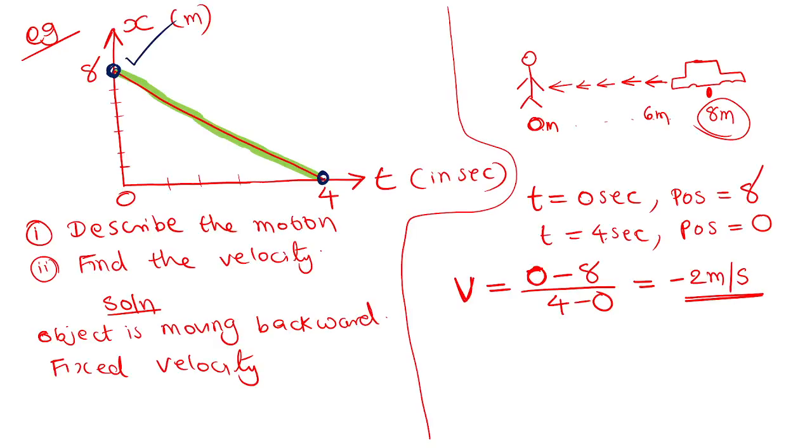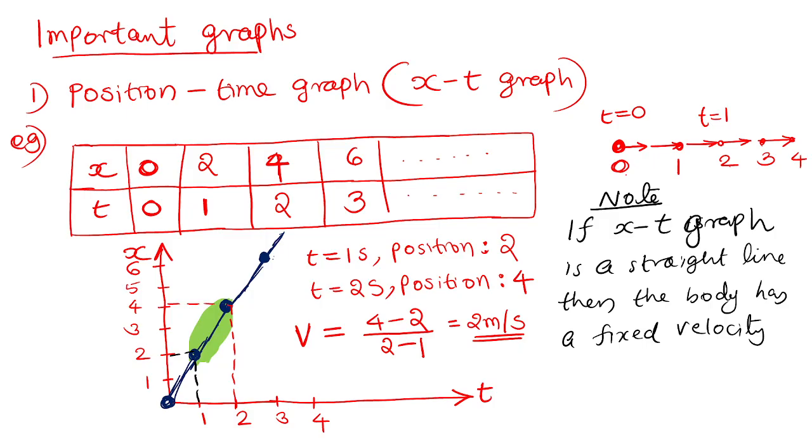This chapter is full of graphs. The question will be like this: some graph will be given to you, and you have to explain what kind of motion this is. Okay, listen, all of you please listen. So the XT graph is clear. Let me explain another one.